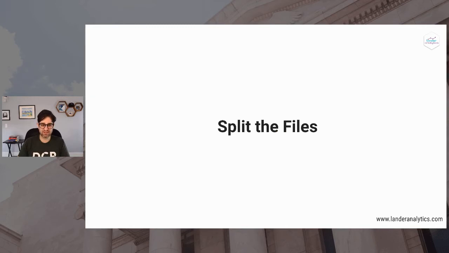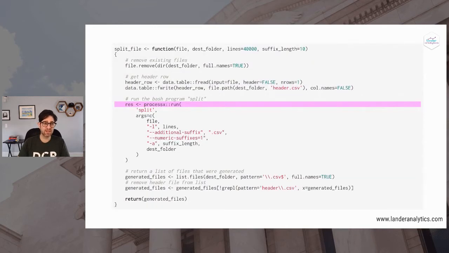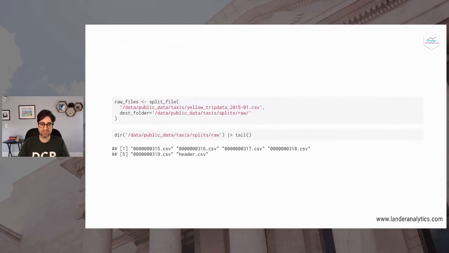I want to split the files. I wrote a function that first deletes any files in the destination folder, saves the header row to be used later, and then uses processx, which we are going to use a lot, to call the bash command split. We call split, we give it a bunch of extra information, how we want the data split up, and then we keep track of all these files we generated. When we run this command, and we take a look at the output directory, we have 319 files plus a header file. So our data is all split up and we could operate over that.